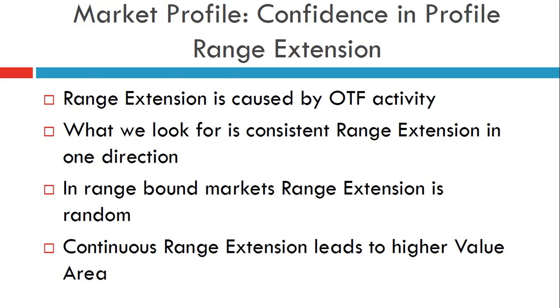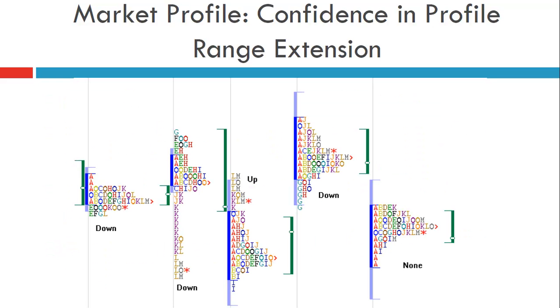If you see, range extensions happen in a random manner when the market is range bound. One day it will be up, one day it will be down, one day it will be on both sides, one day no range extension will be there, and this is what is depicted here.